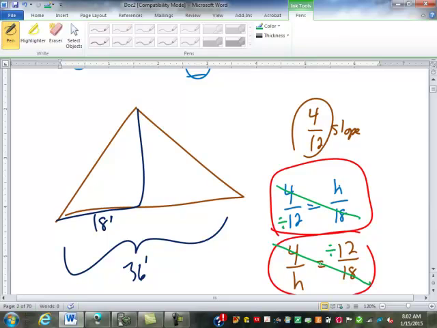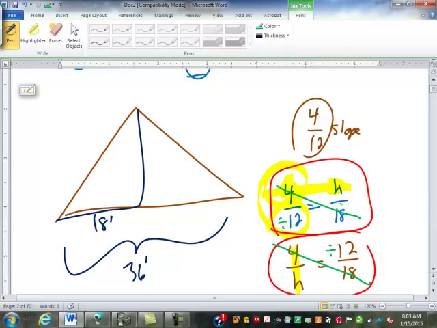There's two relationships. There's a relationship that connects the 4 to the h. Then there's a relationship that connects the 4 to the 12. Those relationships can change directions. We had the 4 and the h horizontal. Here we had the 4 and the h vertical from each other. As long as the relationship is there, it doesn't matter whether it's horizontal or vertical. So you can switch them around.